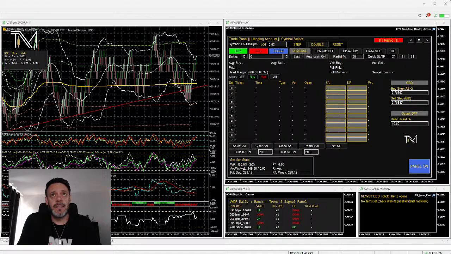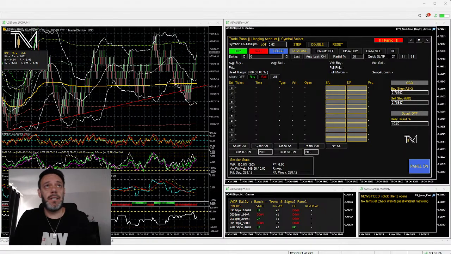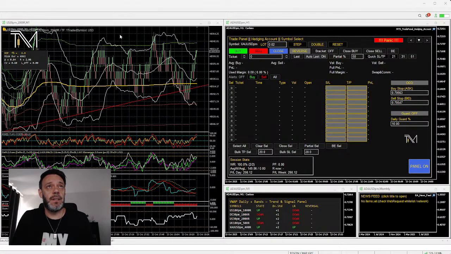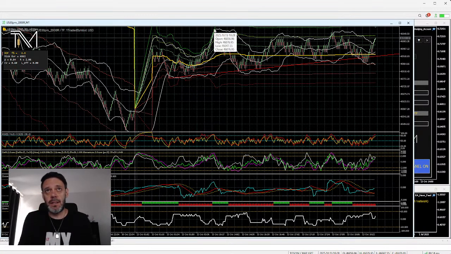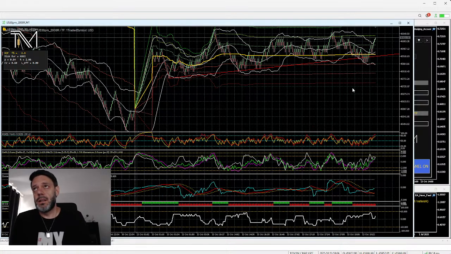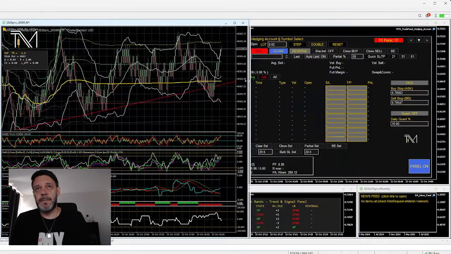This resistance, 46,060 around here, that is a double top we have here. Okay, so it's a pretty important resistance for Dow Jones. 1 and 2. This is the top. Today's top is 46,076, and we are 50 points down now.